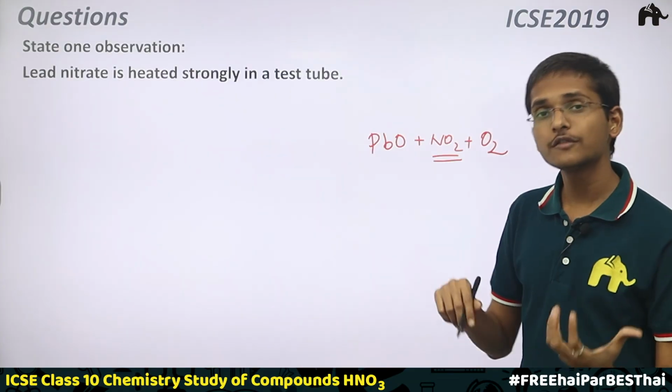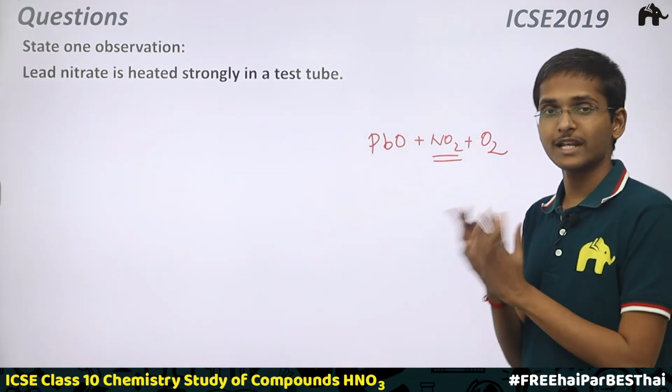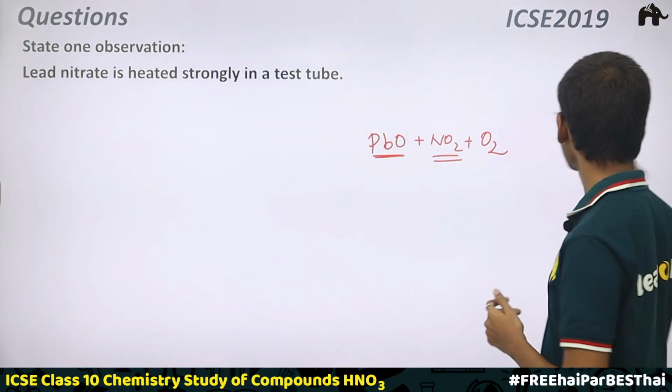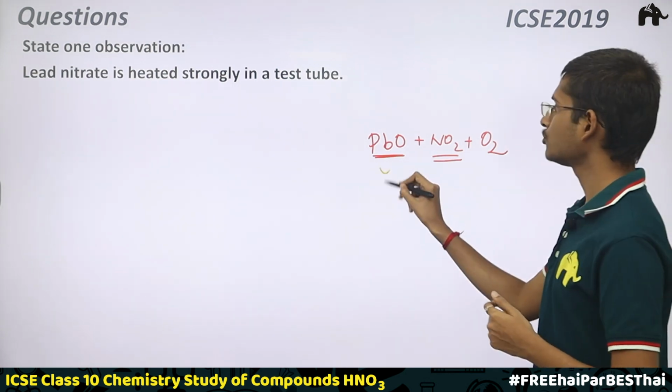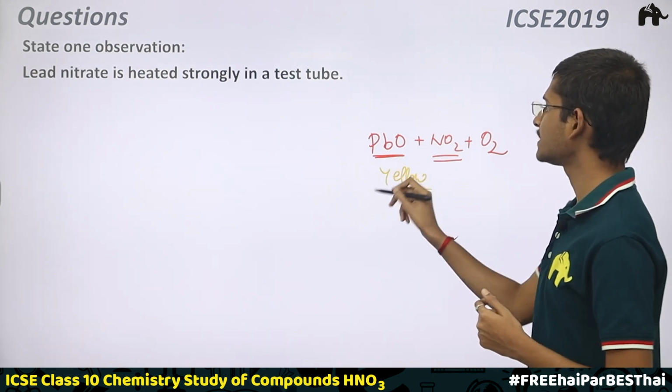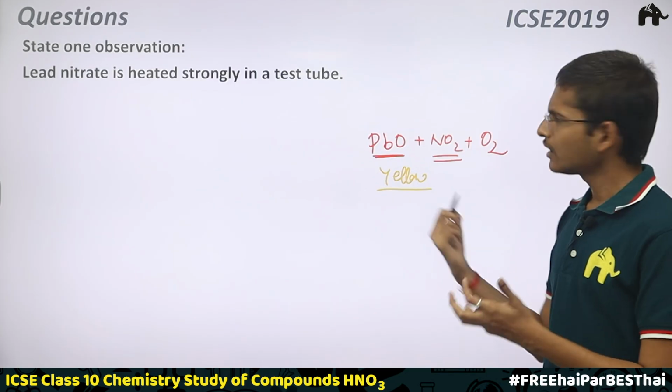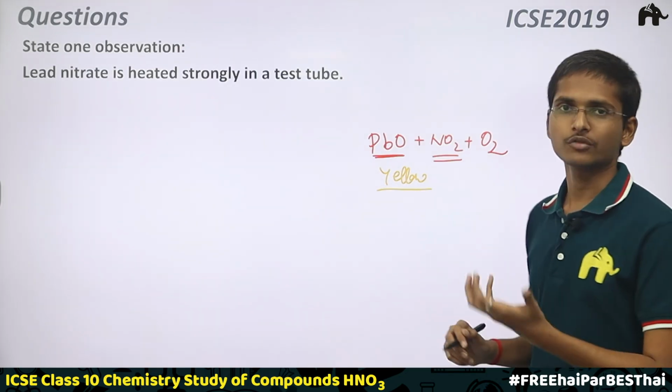Or if you can remember in your exam, that's well and good, that this lead oxide is yellow colored, right? So you can write yellow residue or yellow substance is formed. Like these two observations, you can write it down.